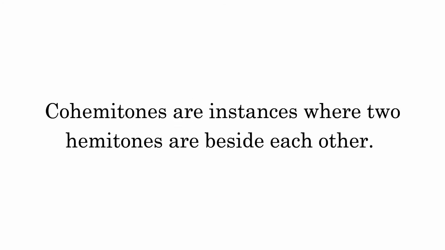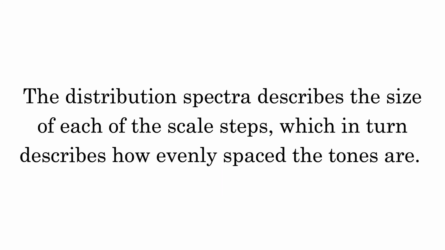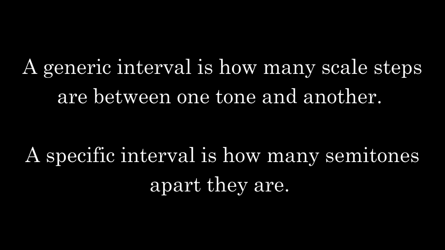Cohemitones are instances where 2 hemitones are beside each other. This scale has 2 cohemitones. They are at positions here and here. The distribution spectra describes the size of each of the scale steps, which in turn describes how evenly spaced the tones are. A generic interval is how many scale steps are between one tone and another.